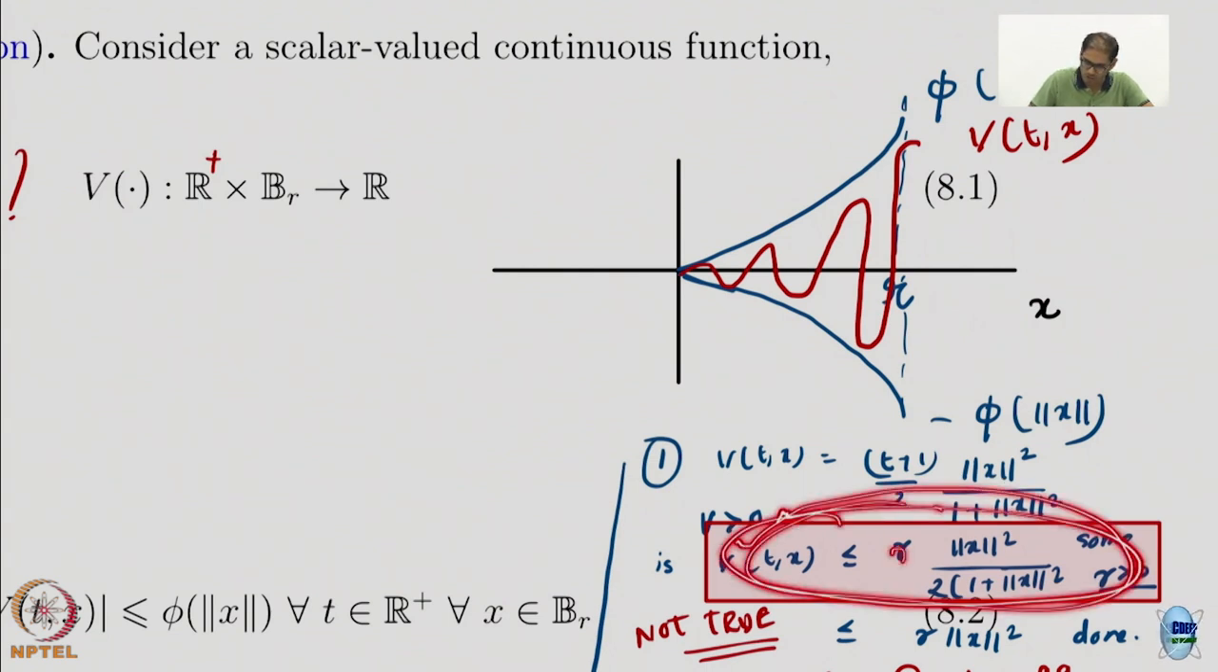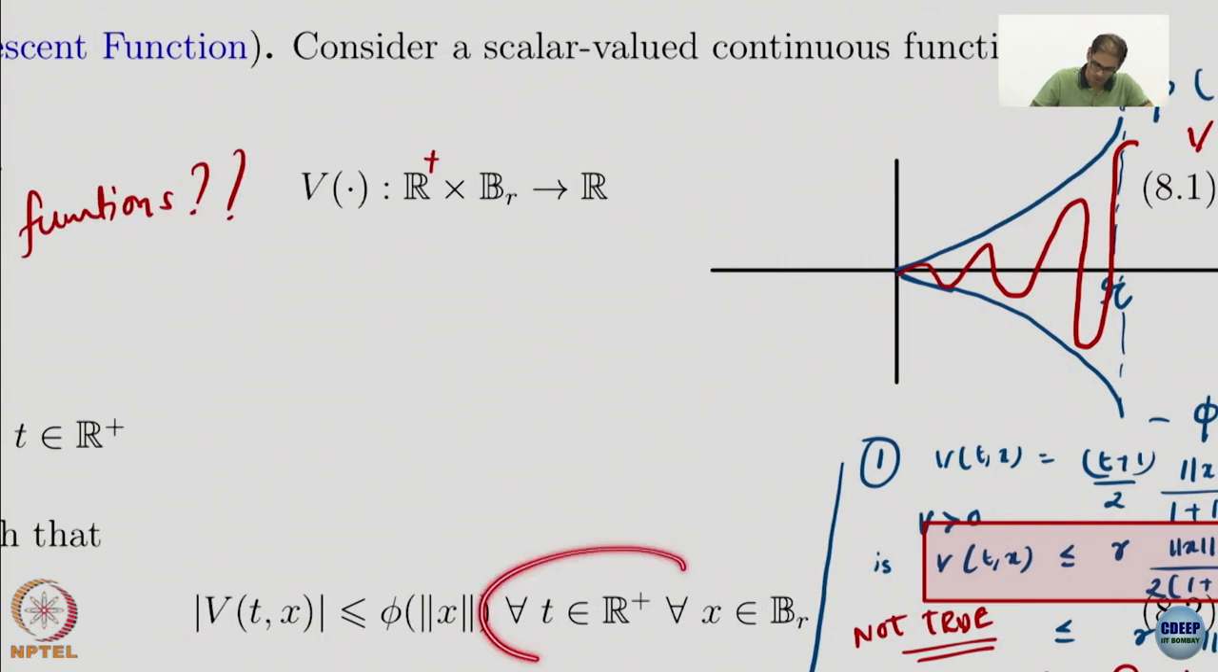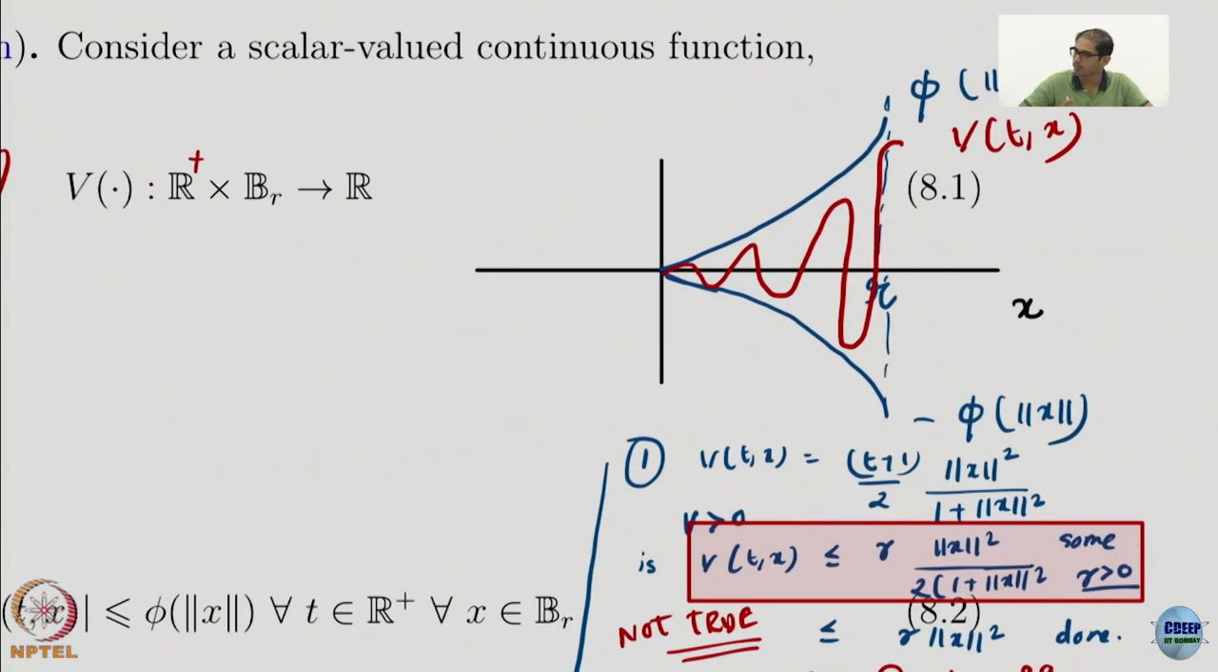Right, because if you give me any value of R, I can push up time so that this condition is violated. These conditions have to hold for all time. So I can always push up time such that for this particular choice of class K function, things go wrong. But how can you guarantee that for every possible choice of class K function, things will go wrong? I have just shown that for one choice of class K function, things don't work out.